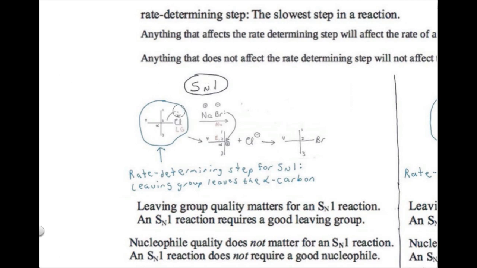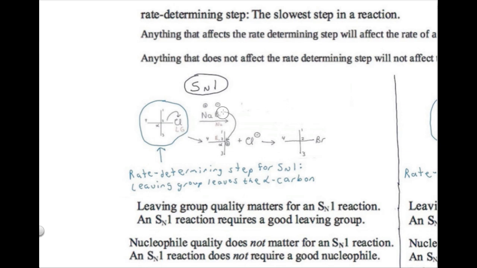So remember that an SN1 mechanism is a two-step mechanism. And the rate determining step is the first step where the leaving group leaves the alpha carbon, forming the carbocation. This is the difficult step because it's difficult to form the positive charge on the carbocation, and it's difficult to form an incomplete octet on the carbocation. So the first step is the difficult step.